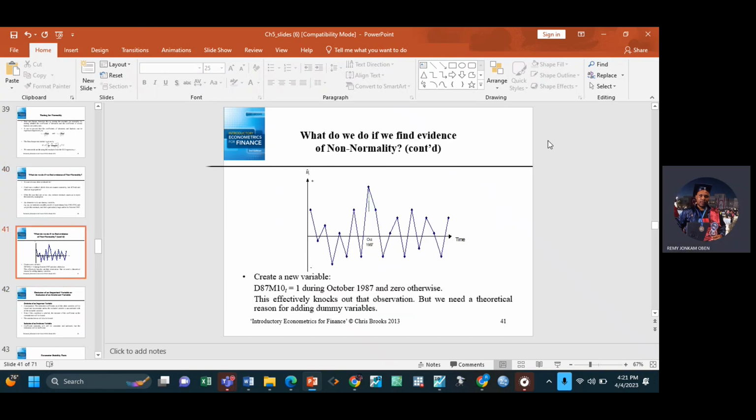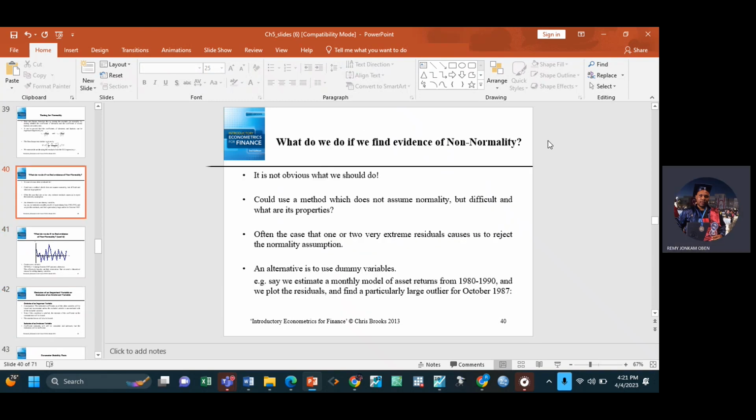Two more slides. By the way, guys, if you ask me that if you find a problem of normality, that is, the residuals are not normally distributed, how can you solve it? The only thing I can think of is sample size. Increase your sample size, because the more you increase the sample size, most probably your data and your residuals might be normally distributed because of central limit theorem. So try to increase the sample size.